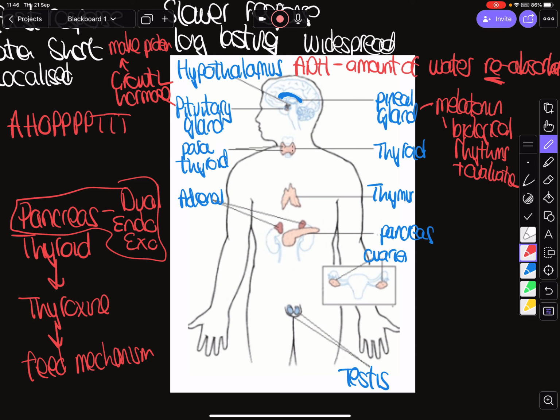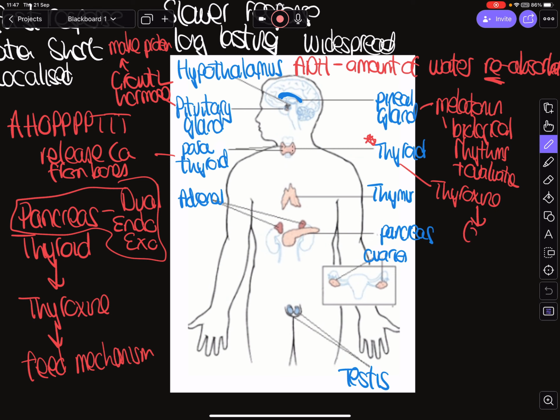We then went to our parathyroid. So this is, as I say, on the butterfly in our throat, in our neck region. And the whole point of this is it releases calcium for bones, from bones into your plasma. Our thyroid then is really important, and as I say, this is an important one to know. This produces a hormone called thyroxine, and thyroxine controls the rate of our metabolism.